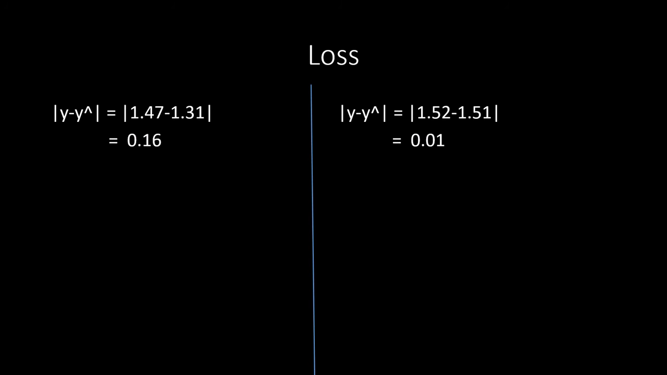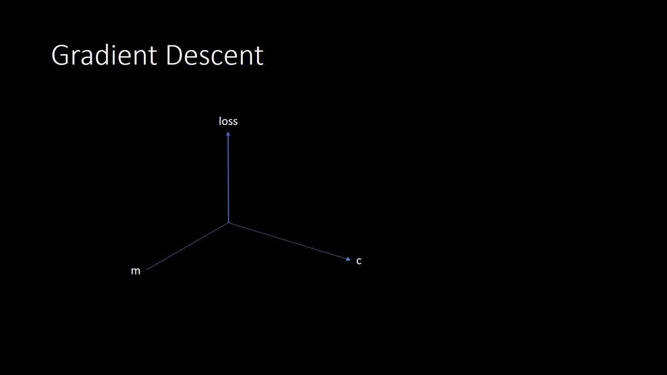There are types of loss functions. We are going to use a simple one. So you can see 0.16 and 0.01 are our loss values. Our losses should be minimum. So it means with both m and c values we are getting different loss.